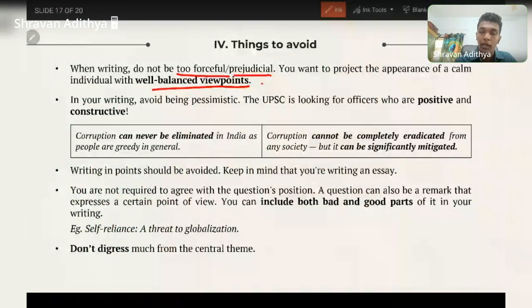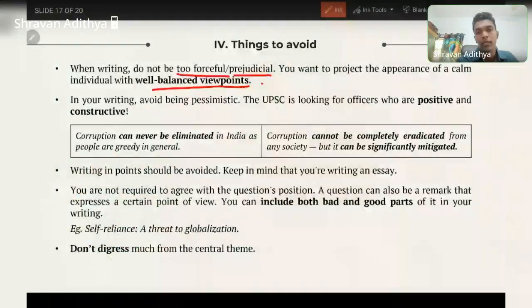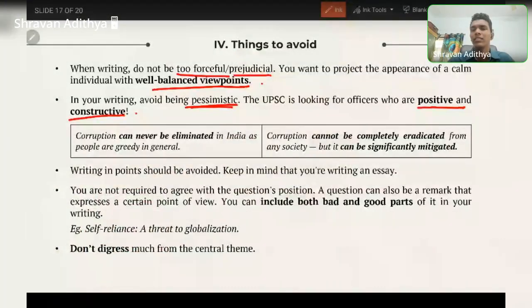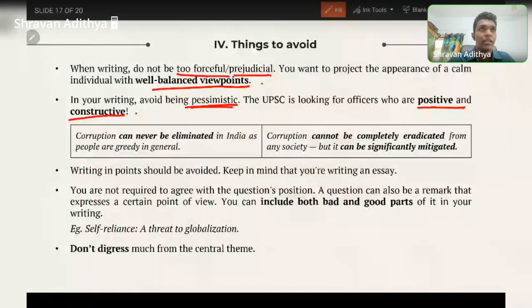And if you feel like your personal view is too prejudicial and it might show in your essay, avoid that essay. Go for another topic. That is the best way. And in your writing, avoid being pessimistic. The UPSC is looking for officers who are positive and constructive. Do not take a very pessimistic tone, like, the situation is very bad, we cannot solve it, or no one can solve it. That is a pessimistic attitude. It is a lazy attitude.